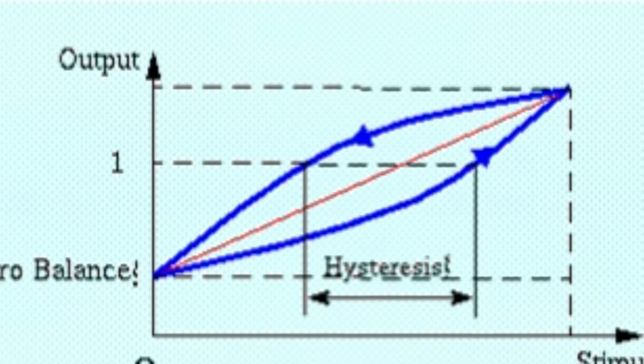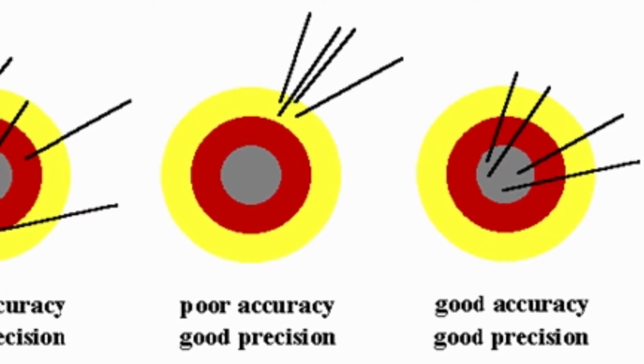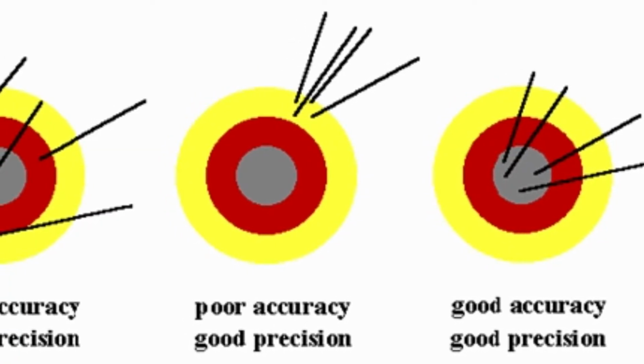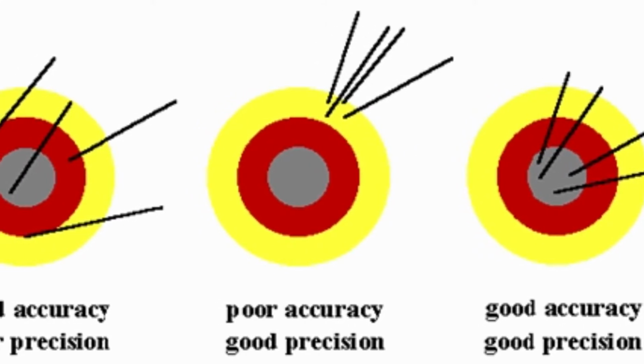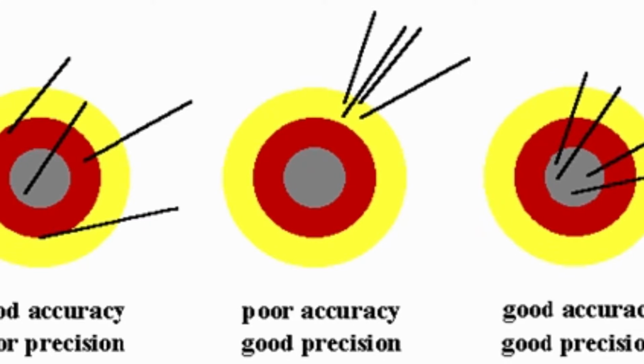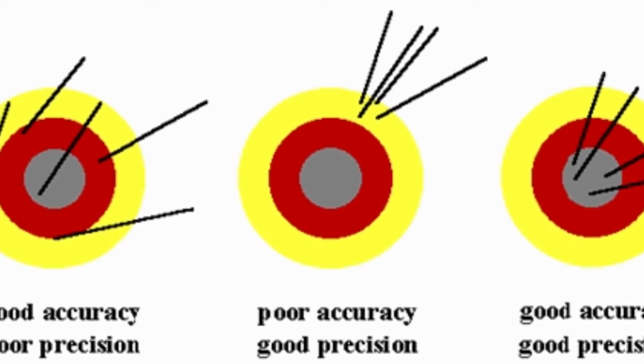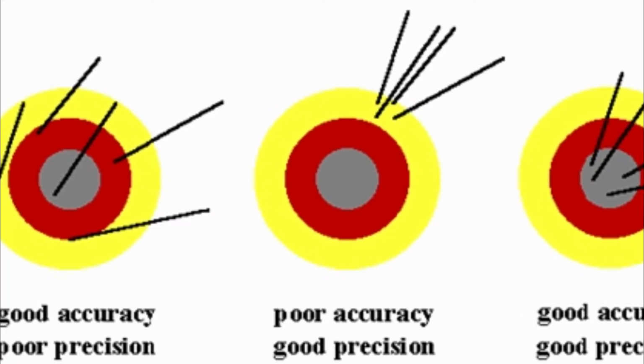Selectivity. Selectivity is the ability of the sensor to measure a target property in the presence of other properties. For example, if an oxygen sensor does not react to other gases like carbon dioxide, then it has good selectivity.